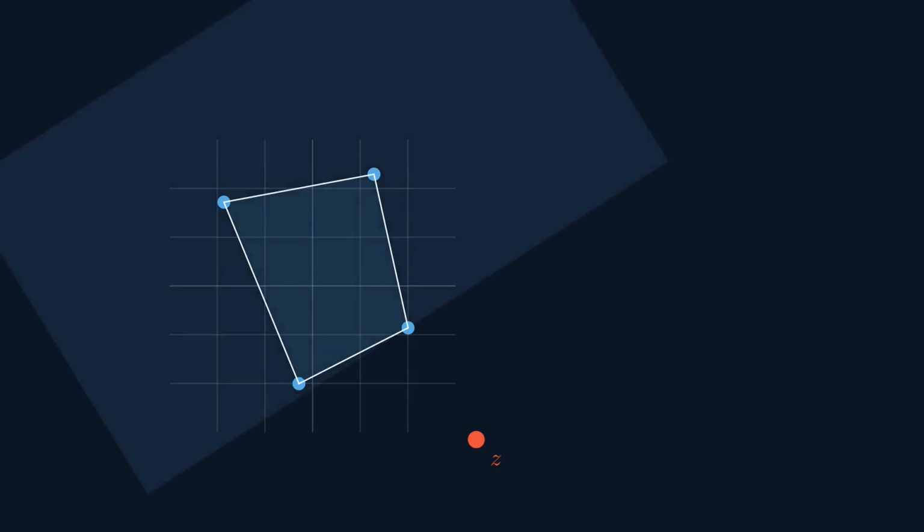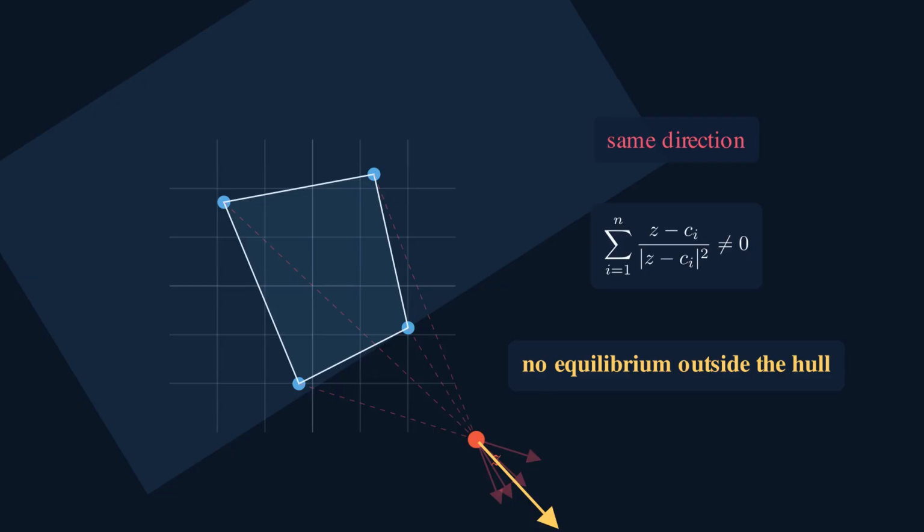Suppose a zero of p' sat outside the convex hull. Call that candidate z. From z, look back at the roots. Each root is a positive charge, and each charge pushes z radially outward. But z is outside a convex region, so every root sits on the same side of z. Every push points into the same half of the plane, away from the hull. A sum of vectors that all tilt the same way cannot cancel. The net push on z is non-zero. There is no equilibrium out there. Every zero of p' sits inside the cage.